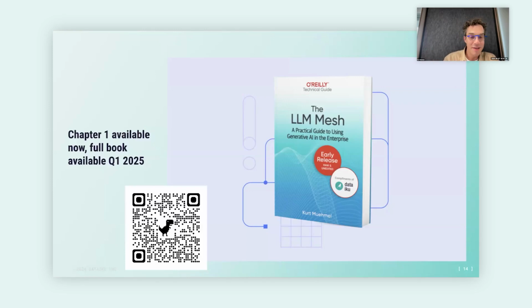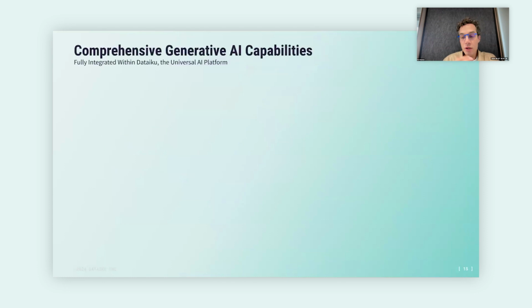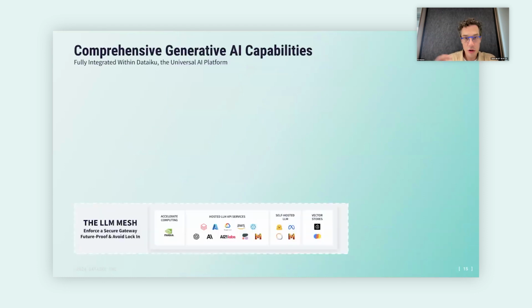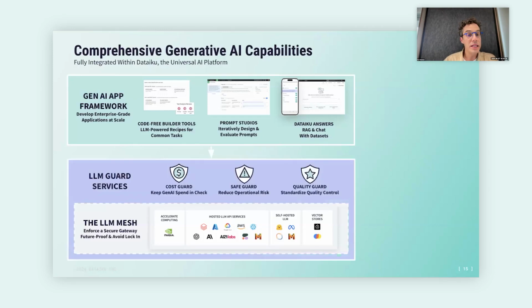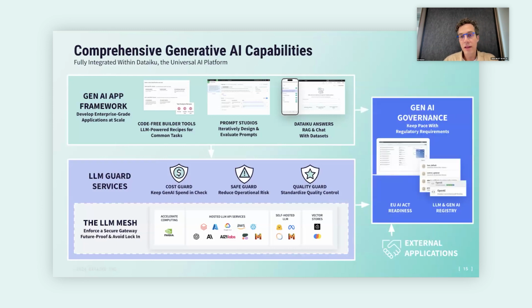Now, not only are we thinking about the architecture, of course, we're thinking about the product as well. And you'll hear lots more about what's available in our product. But just know that the LLM Mesh is part of Dataiku's generative AI capabilities as part of the universal AI platform that we offer. And it includes the basic, core layer of the LLM Mesh. So that's that catalog, that gateway that we provide. There's then the tools for building. There's the guard services. That's the Dataiku branded version of the federated services that I mentioned previously. And then ultimately, all of this is within the governance package that Dataiku offers.